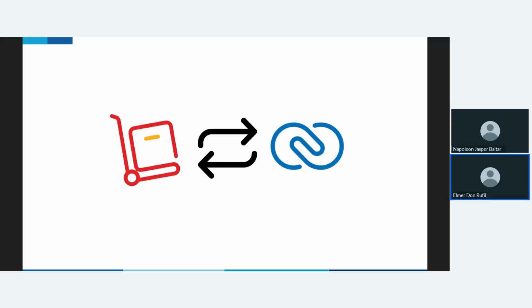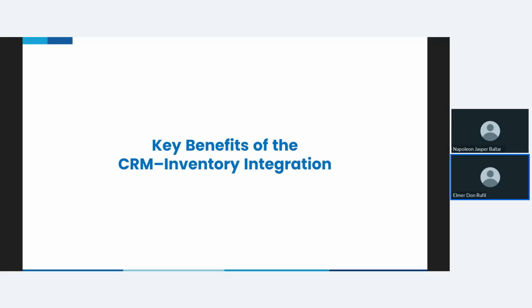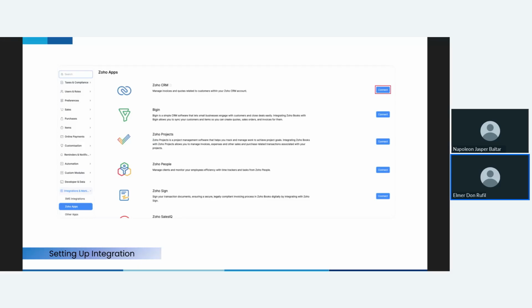Now imagine combining both systems together. Your sales team closes a deal in Zoho CRM, and instantly your operations team can process those orders in Zoho Inventory without re-encoding anything manually. That's the power of integration, and that's what we will be exploring today. We will first discuss the value of connecting both systems and how it helps improve efficiency between sales and operations. To begin with, let's look at setting up the integration.